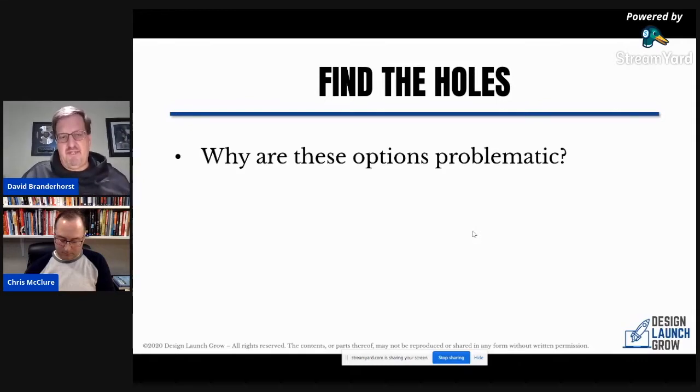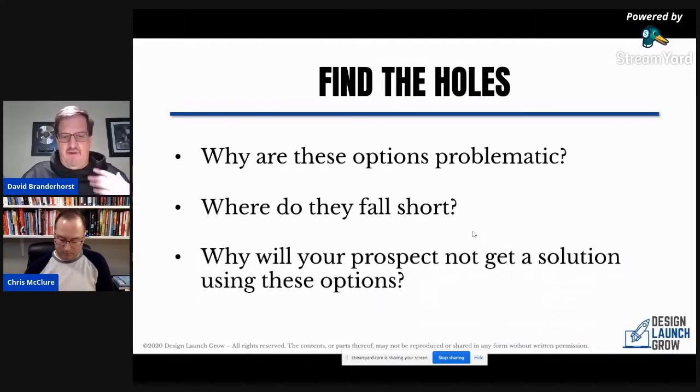So these options are problematic. They fall short in certain areas, and they're not going to give the prospect the solution that they really want with those methods. And you need to understand, where do they fall short? Is it too expensive? Yeah, you can do it that way, but man, it's going to be super, super expensive. It's going to take tons of time. Or, yeah, the solutions out there are rather cheap and economical, but they're really shoddy. They're really poorly put together. They're not well thought out.